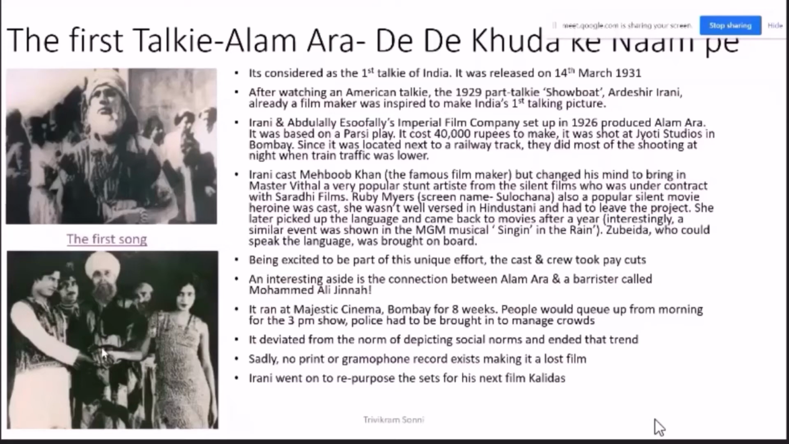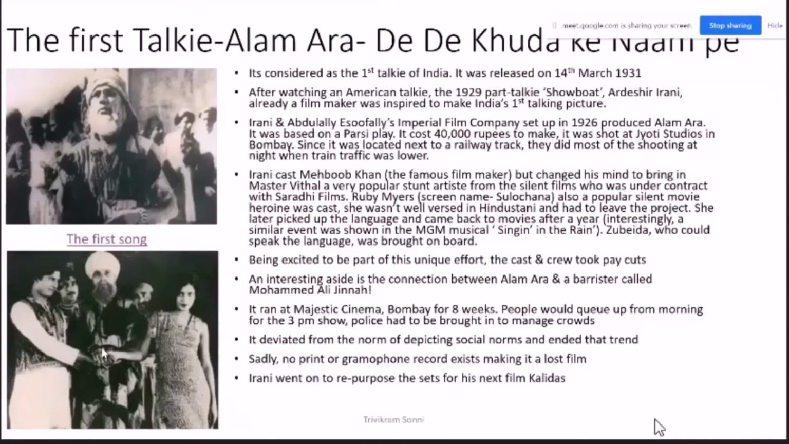Then as the heroine, Ruby Myers was cast. Her screen name was Sulochana. She was one of those Anglo-Indian actors who used to be very popular, very pretty, acting in the silent era. But she did not know how to speak Hindustani. And as a result of that, she had to leave the project. She took off for a year, learned the language and came back to the movies after that.